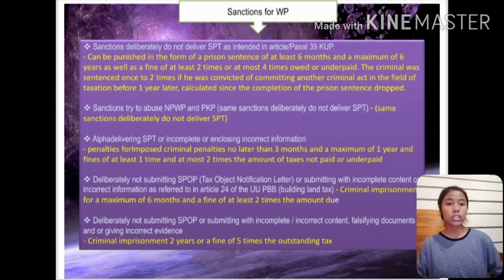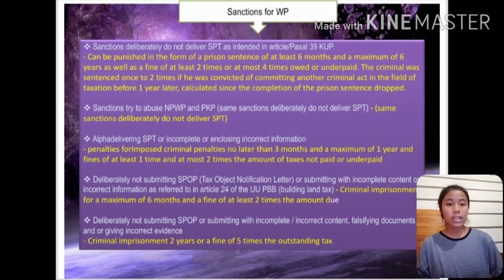Okay. The first sanction is for deliberately not delivering SPT as intended in Pasal 39 KUP. It can be punished with a prison sentence of at least 6 months and a maximum of 6 years, as well as a fine of at least 2 times or at most 4 times the tax unpaid or underpaid. The criminal is sentenced once to 2 times if he is convicted of committing another criminal act in the field of taxation before 1 year, calculated since the completion of the prison sentence. The second is the sanction for trying to abuse NPWP and PKP. The sanction is the same as the first sanction for deliberately not delivering SPT. Okay, it is clear, right?